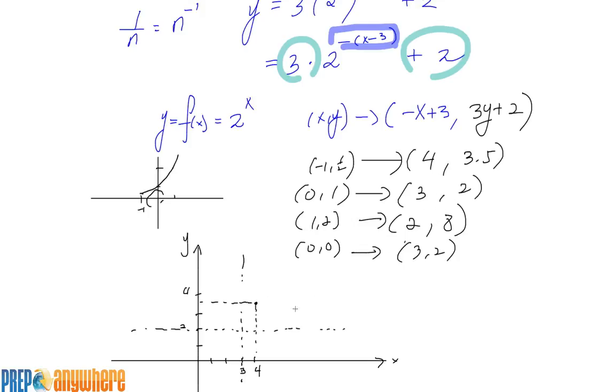Okay, 3 and 2. There. I just noticed 3 and 2 is exactly where the origin is. So this can't be 2. When I plug in 1 here, I actually get 5. So 3 and 5. So 4, 5. Okay, and 2 and 8. 5, 6, 7, 8.